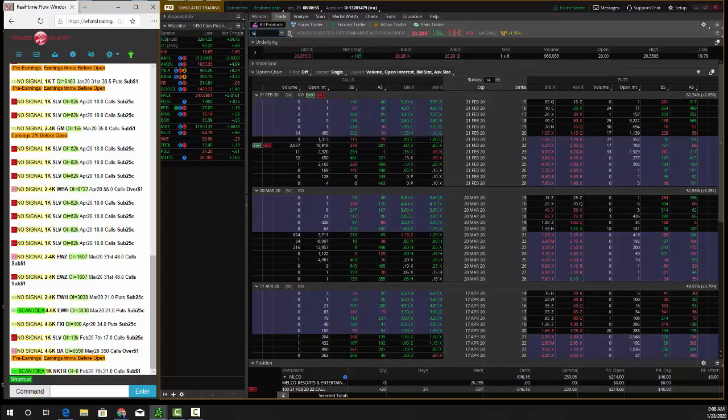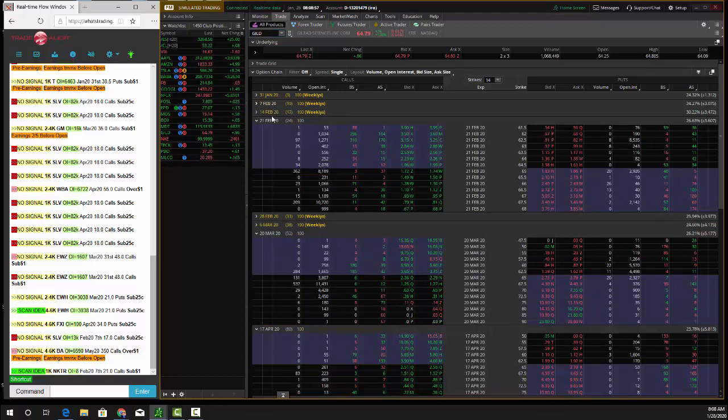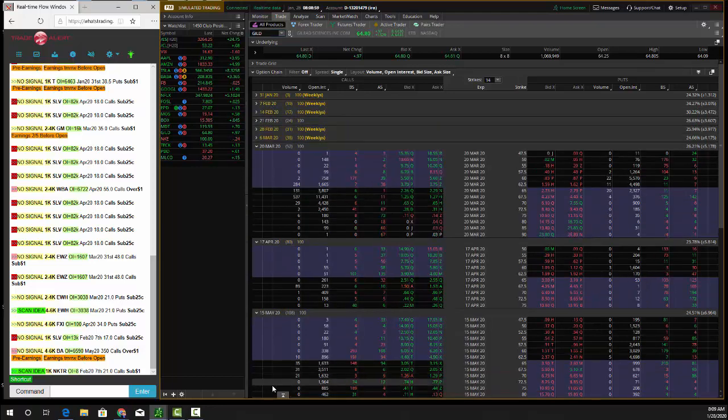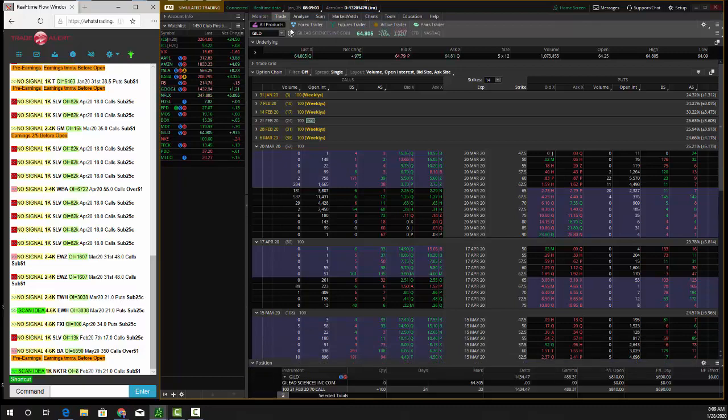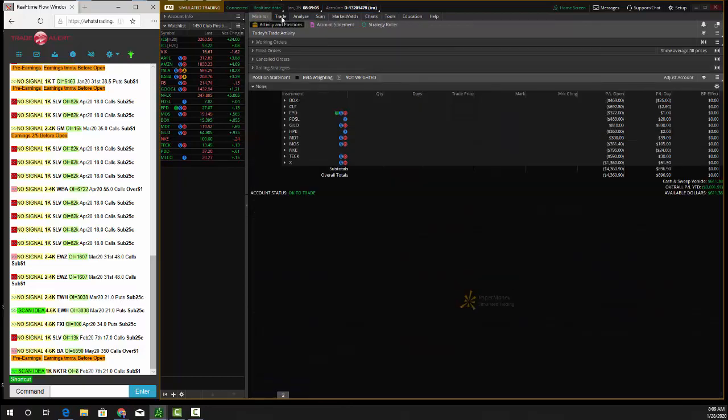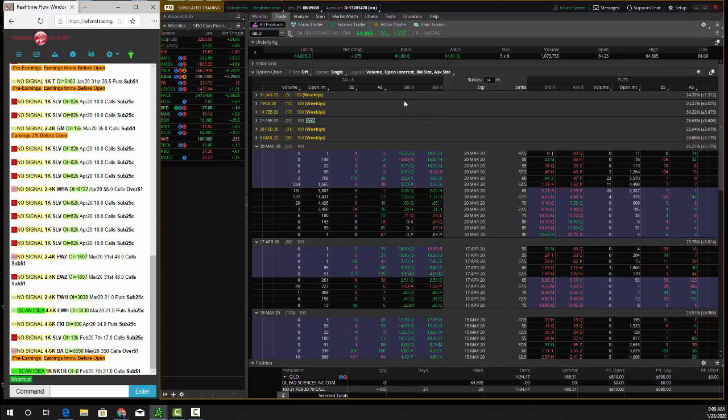I don't trade on a real account due to the fact that I don't want to move the option prices. So I trade on a simulated account because if I traded on a real account, to be completely honest, no one would ever be able to get in at the price point. So it's actually advantageous to you.